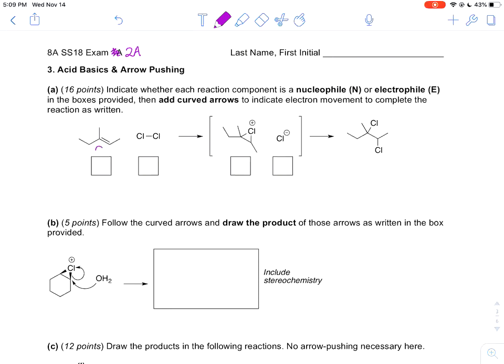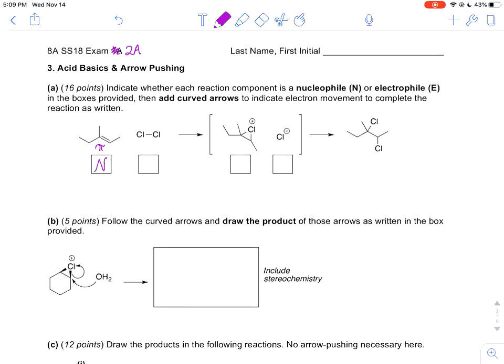The pi electrons that make up the double bond of this alkene make it nucleophilic. It makes it electron rich. This is where our arrows are going to start. We identify this as a nucleophile. And since each step needs a nucleophile and an electrophile, this chlorine is the electrophile kind of by default. But again, that chlorine is the electrophile because of the induced dipole.